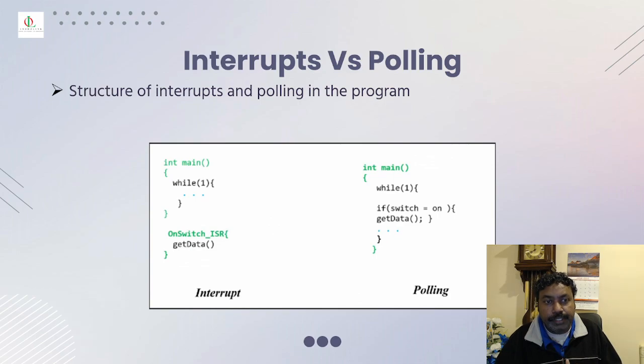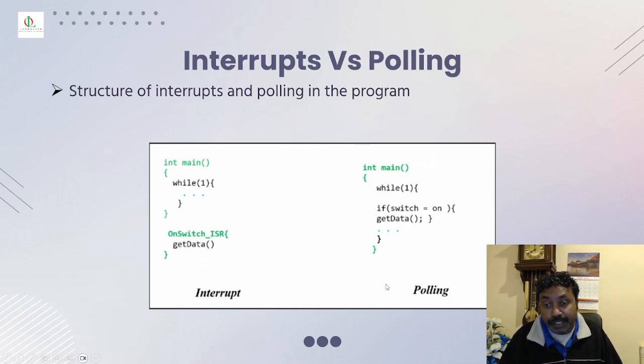Before going further, this is just a structure of how interrupts and polling work in a program. This is an interrupt. In case of any event that happens during the execution of the main program, it stops, switches to the interrupt service routine, executes it, and then goes back. Whereas in polling, while in the main program, it keeps checking if the switch is on, if the input is coming through, etc. Therefore it consumes a lot of processing power.